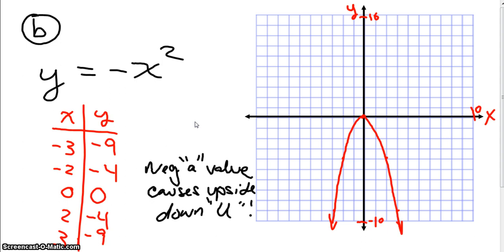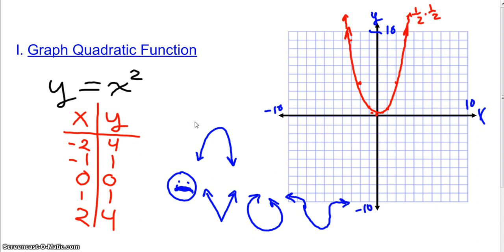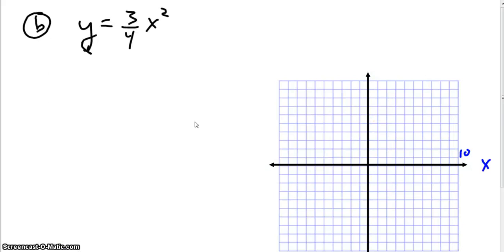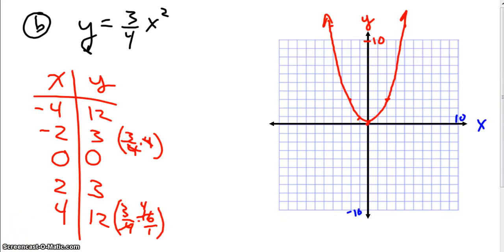Over here we have a positive A value, 1x squared. It's a right side up U. Upside down U. What will this one be? Will this one be upside down or right side up? Right side up. It's a positive A. So the last job is to go ahead and graph this one, and if you're on video, come back and check your work.